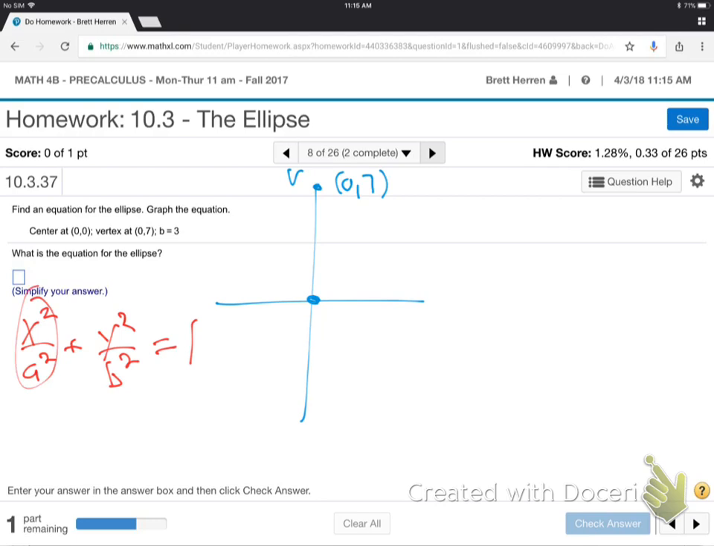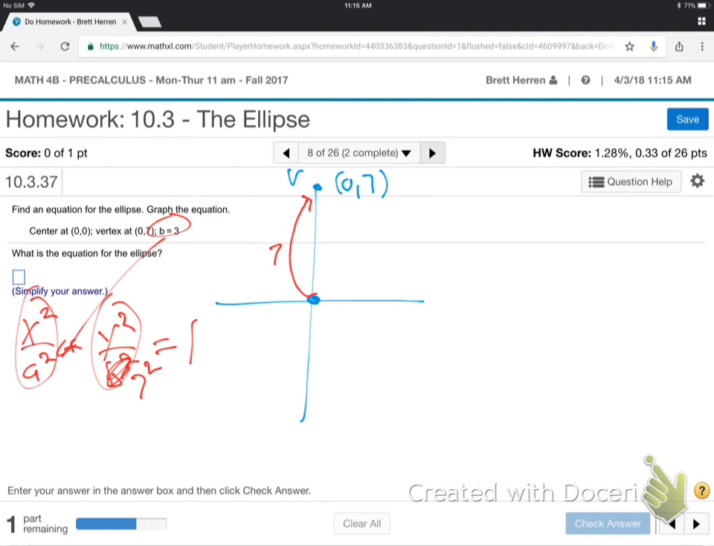Whatever's underneath X is how far to the edge right and left. Whatever's underneath Y is how far to the edge up and down. So what's this? That's 7. That's here, because it's under Y. Even though I'm calling it B, it's not this B, is it? So what must this be? This must be the other one. The A and B are swapped here.